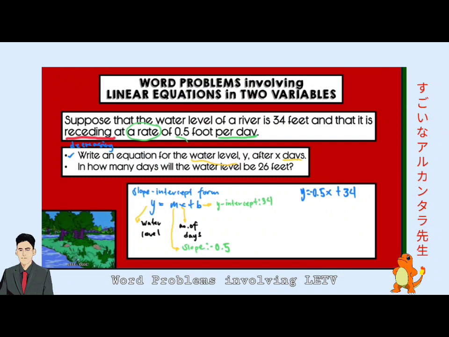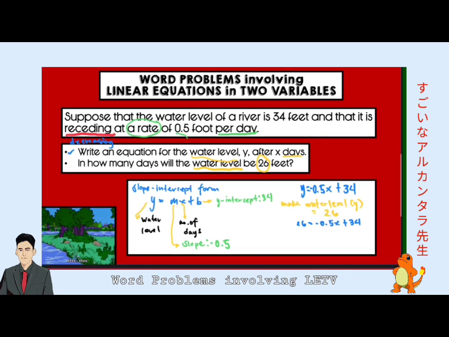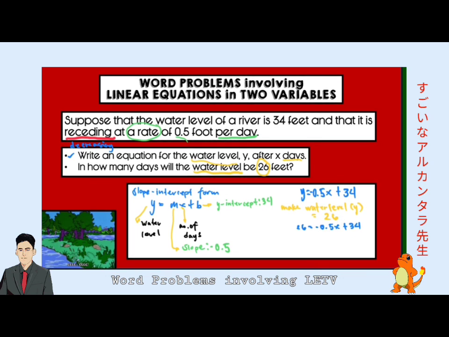For us to answer, in how many days will the water level be 26 feet? Remember, the water level is y, and you're being asked when it will be 26. So what you will do is make the water level, which is the y variable, equal to 26. So by substitution, you're going to have 26 is equal to negative 0.5x plus 34. So we will subtract 34 from both sides of the equation.